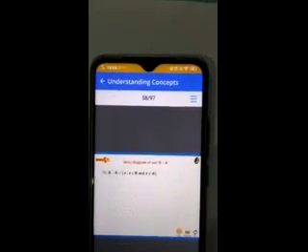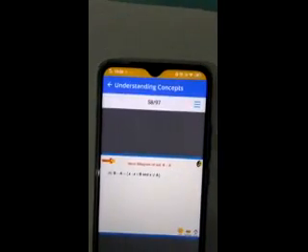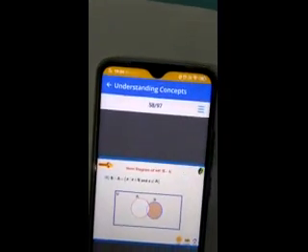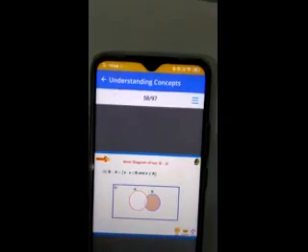B minus A is the set of elements that belong to B but not to A. The shaded region represents the difference B minus A.